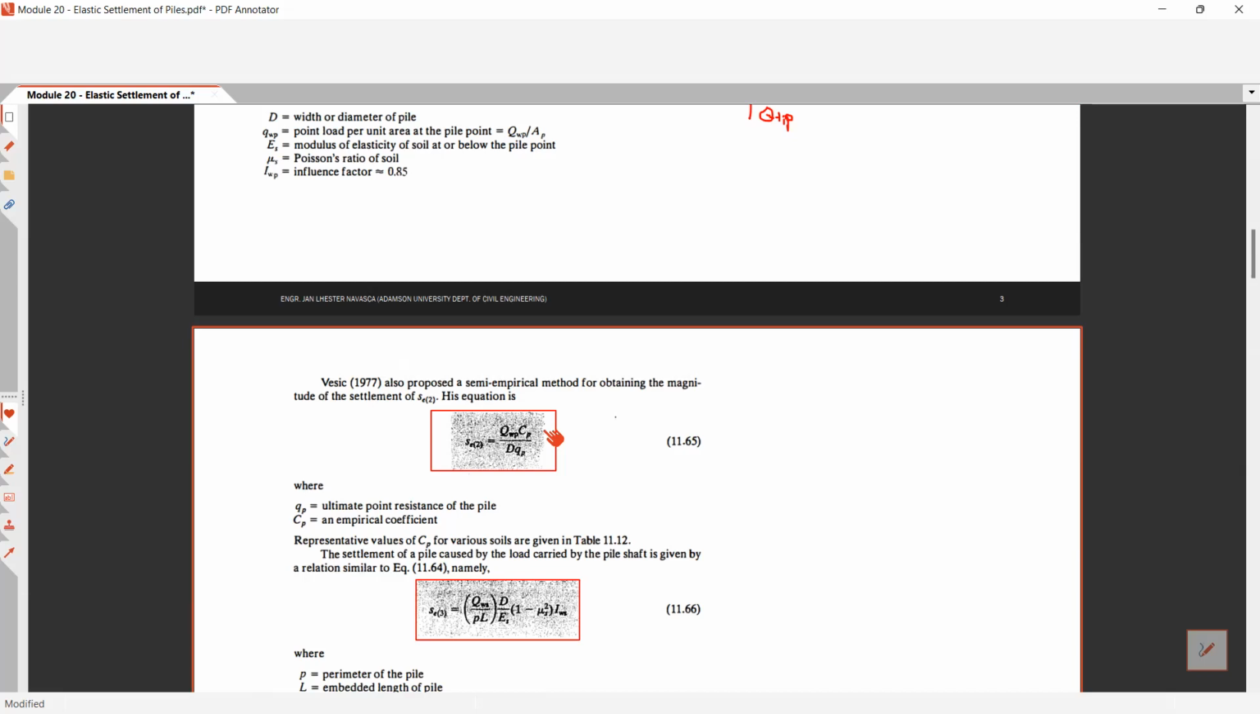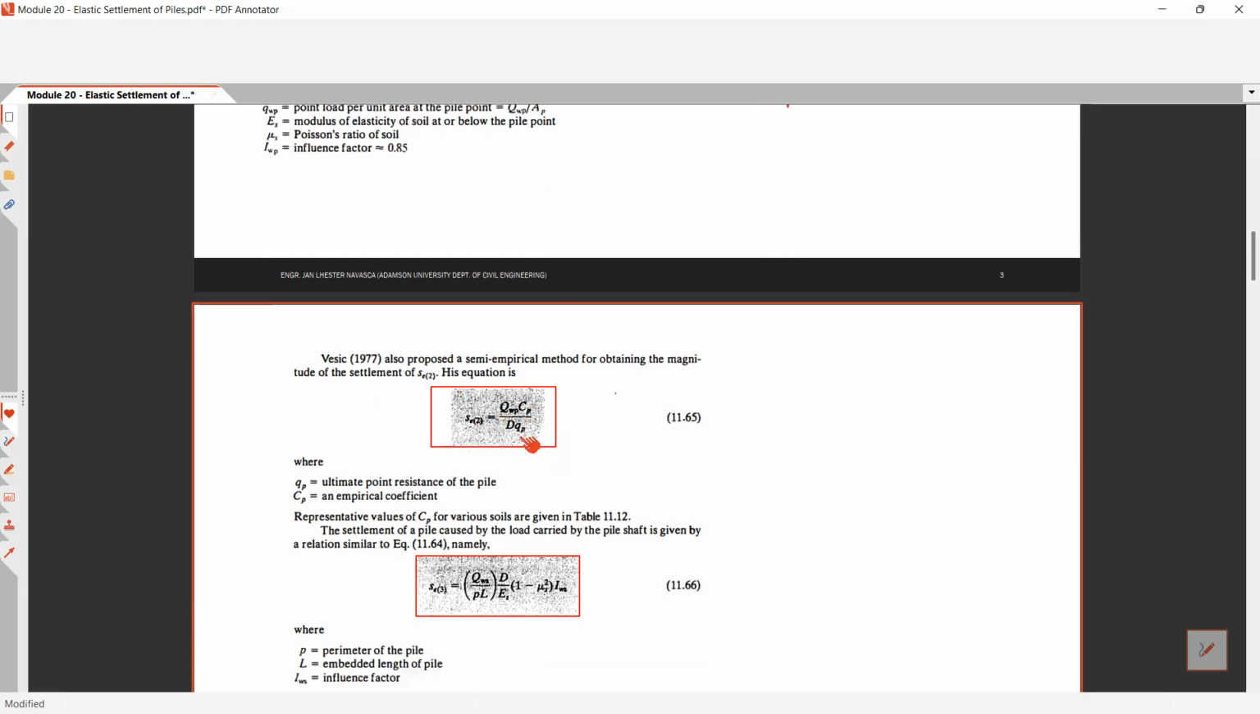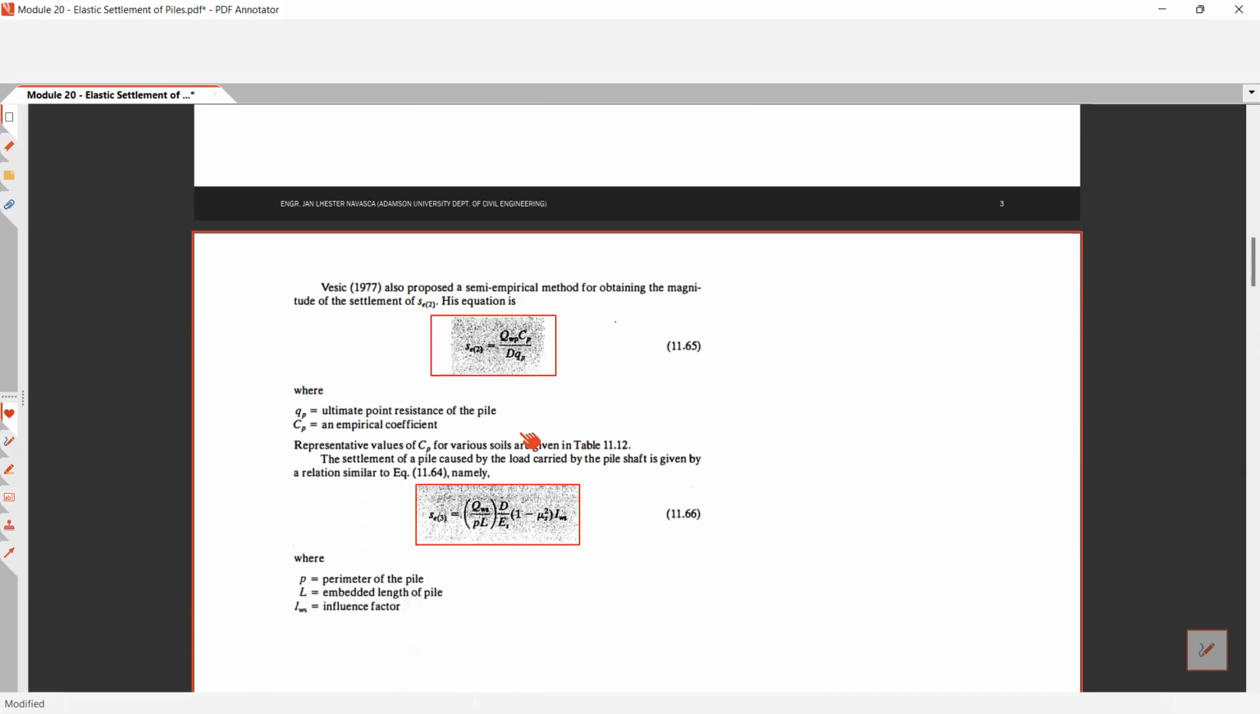So mapapansin nyo, yung Q sub WP divided by Q sub P, ano yung nakukuha natin dyan? That is the area. Okay, yan yung contact area. Okay, so bali pala, yung equation na to is basically area, contact area, times the empirical coefficient divided by the width or diameter of the pile. So ganun lang pala yun. So easy lang yung equation nito. Okay, so ito ay semi-empirical method.